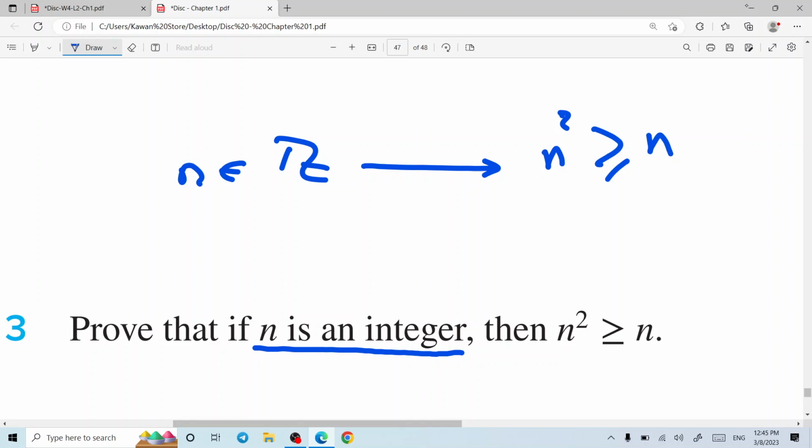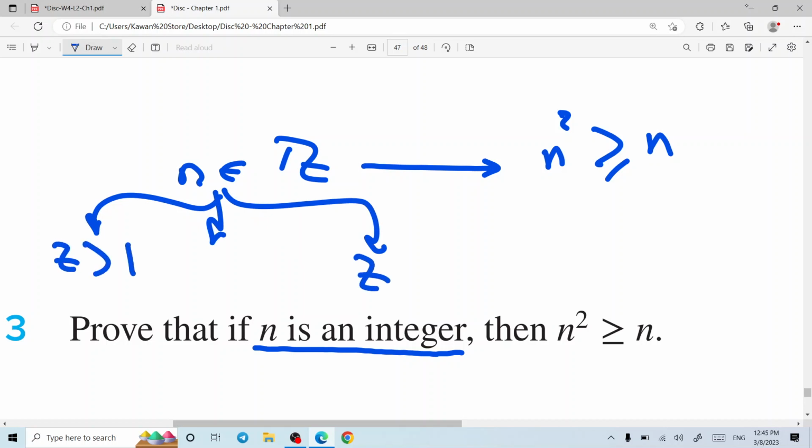You make it deeper. First, we can open 3 cases. Like one negative, one 0, one positive. Because an integer number can be divided into what? Positive, negative, and 0. So we are going to divide this into 3 cases: Z greater than or equal to 1, Z less than or equal to minus 1, or Z equal to 0.